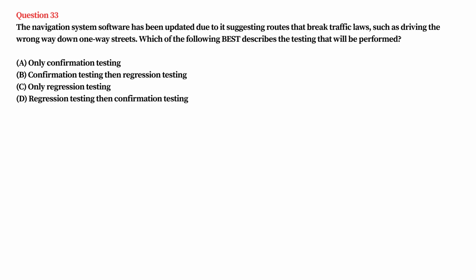Confirmation testing will check that the updates have resulted in a correct implementation, and regression testing will be used to ensure that no defects have been introduced or uncovered in unchanged areas of the system. However, when performed, i.e., when an update needs to be tested, confirmation testing precedes regression testing.